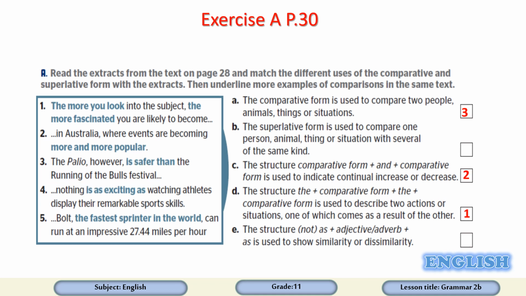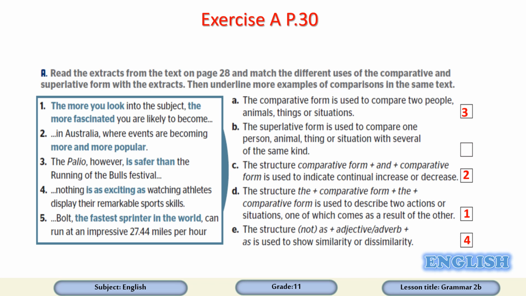Sentence 4. Nothing is as exciting as watching athletes display their remarkable sports skills. What structure is used here? Yes, very good. We have as plus adjective plus as. So what can be the answer? Excellent. The answer is A. The structure as or not as plus adjective or adverb plus as is used to show similarity or dissimilarity, or as we saw before, to show equality or inequality.